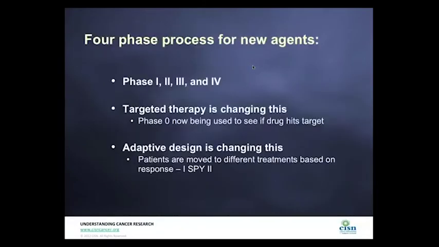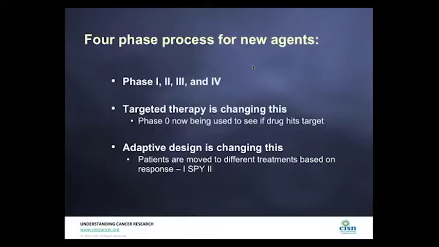It's a four-phase process for new agents, phase one, two, three, and four, and it will always be written this way. It's not in words, it's in these numbers. Targeted therapy is changing this a little bit. There's a new thing called phase zero that's been around for a couple years now, and it's for targeted therapy. And it's only used for targeted therapy, and that's to see if the drug hits the target. No sense going through all these phases if the drug doesn't hit the target.